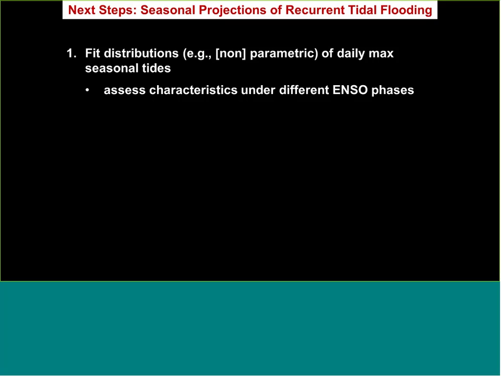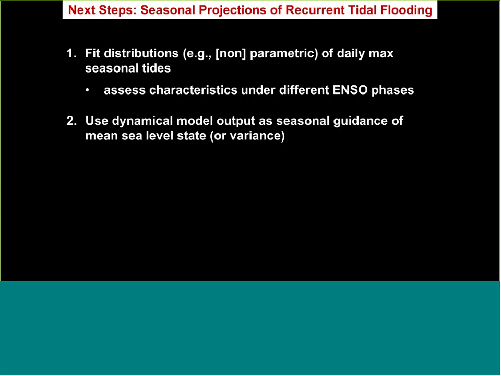So in conclusion here, getting this to a seasonal scale is the ultimate goal, to give people the next few months and characterize it. So I think in this case we need to look at fitting distributions, whether they're parametric or non-parametric, of these daily maxima seasonal tides, and maybe do some assessments of significance of how they change under various ENSO phases. Look at using some of the dynamical model output that we've heard a few talks on discussing, and themes of seasonal guidance, possibly using changes as the mean to shift the distribution. Yet we need some sort of distribution to shift.